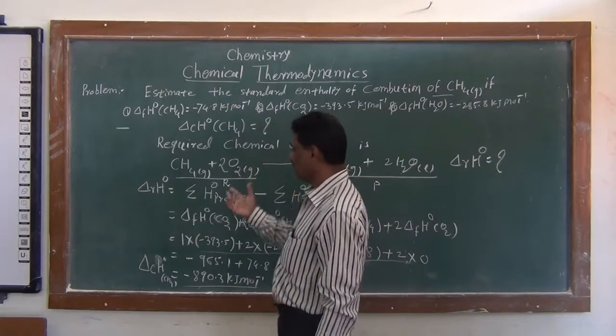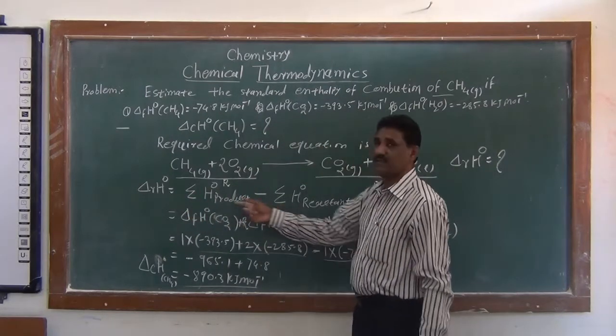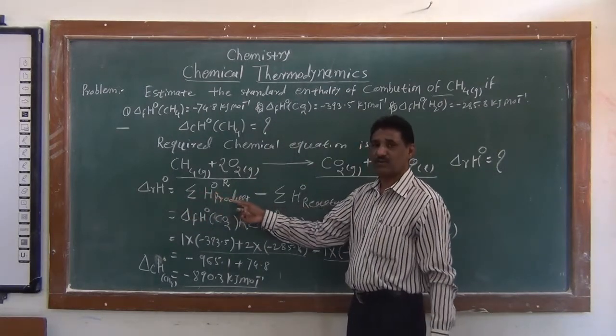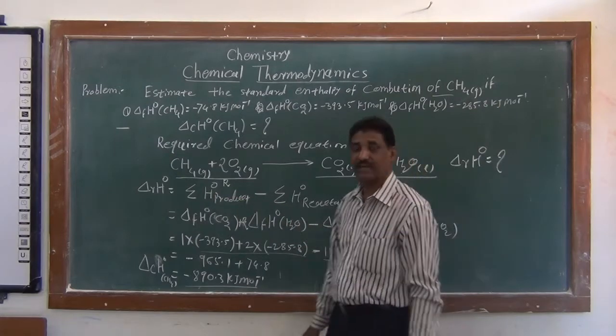These values are calculated by using this formula: summation of standard enthalpy of products minus summation of standard enthalpy of reactants.